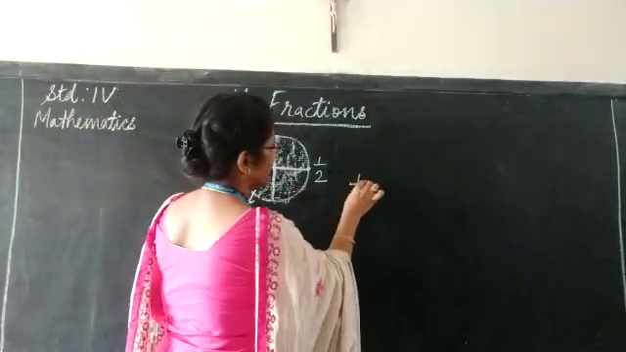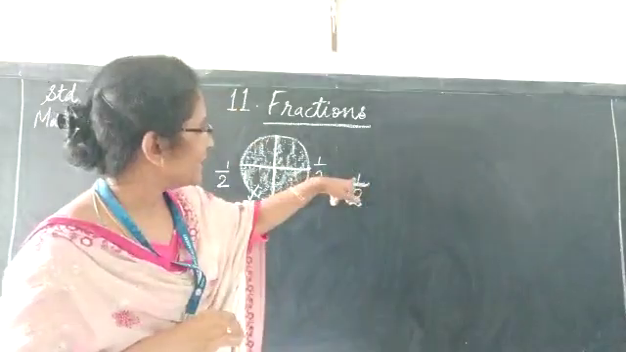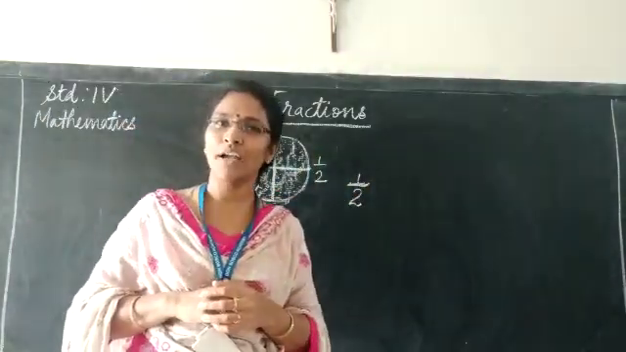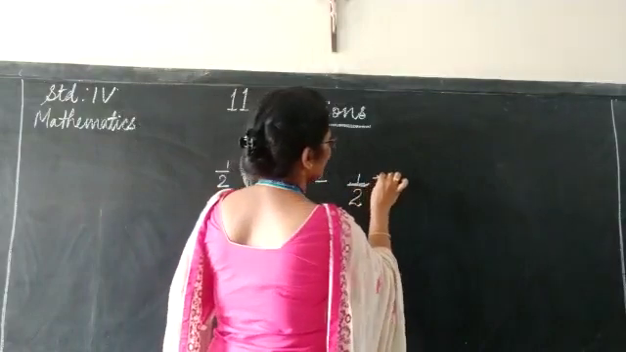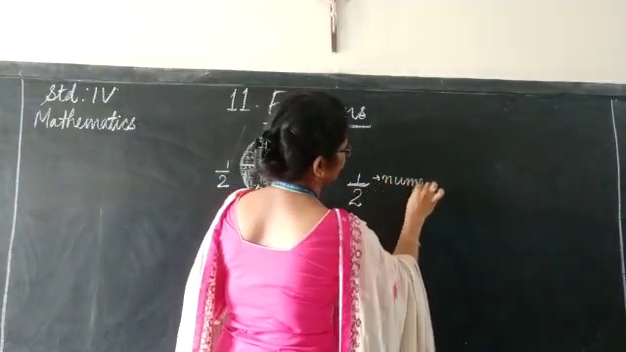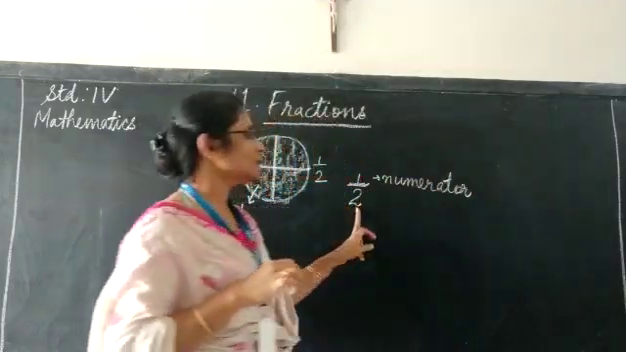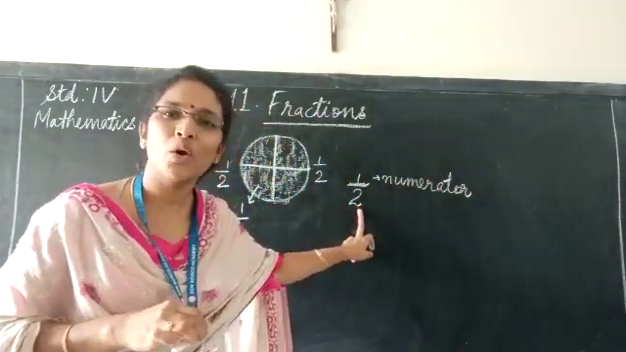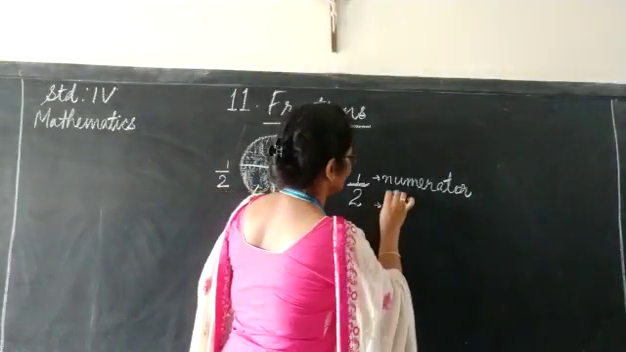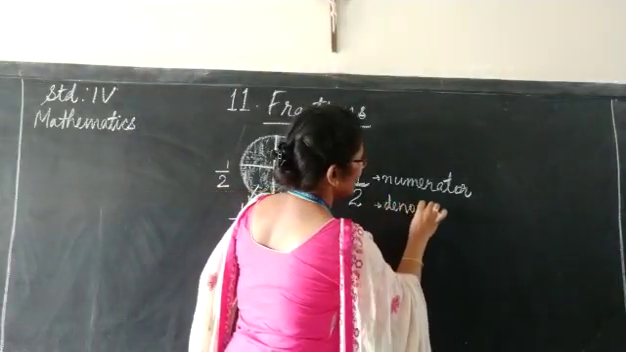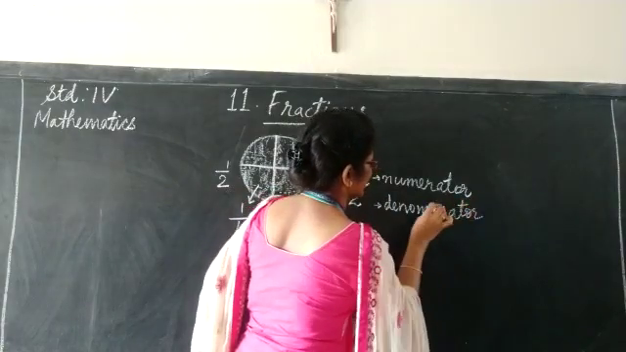Now, a fraction is written in this way. We said 1 by 2. Here, the number which is written above the line is called numerator. What is it called? Numerator. And the number which is written below the line is called denominator. What is it called? Denominator. You should learn these terms, okay?